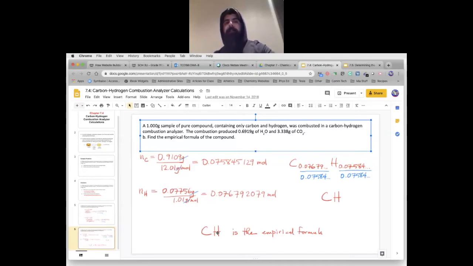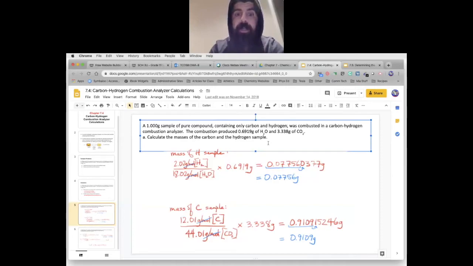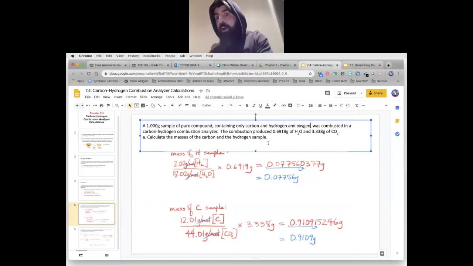Okay, so there you have how to go about calculating the mass of carbon and hydrogen in a combustion analysis, and how to go about calculating their empirical formula. One thing to make note of, and we're going to go back to the first part of this question, is what if this 1 gram unknown substance contains carbon, hydrogen, and oxygen? What would we do to calculate oxygen?